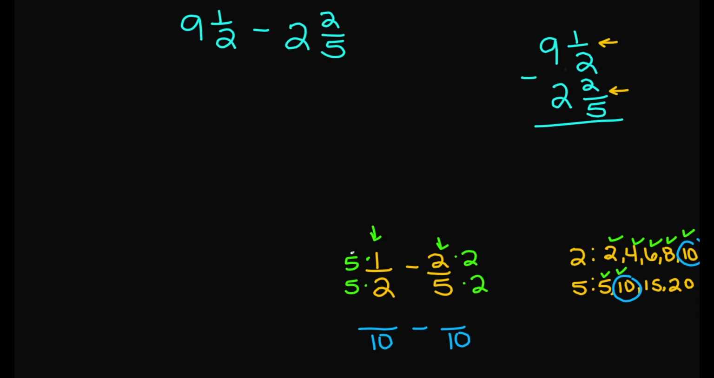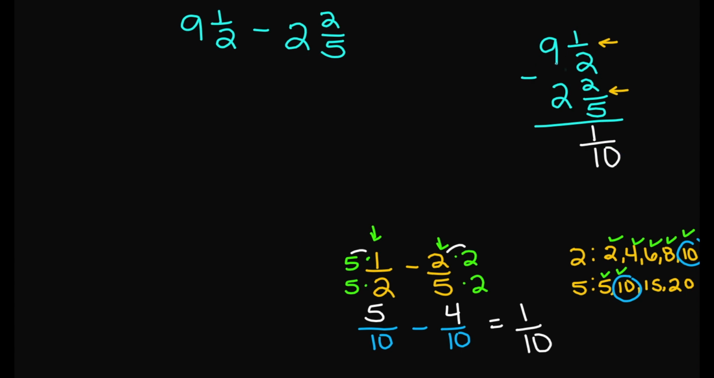So we have 5 times 1, this is 5. And then 2 times 2, this is 4. And then notice my denominators, we have 5 times 2, which is 10. So this is perfect. This is what we're looking for. And then now my denominators are the same. I can just go ahead and subtract my numerator. So 5 minus 4, this is going to equal 1, and that's going to be over 10. So your fraction here, your answer here is 1 over 10.